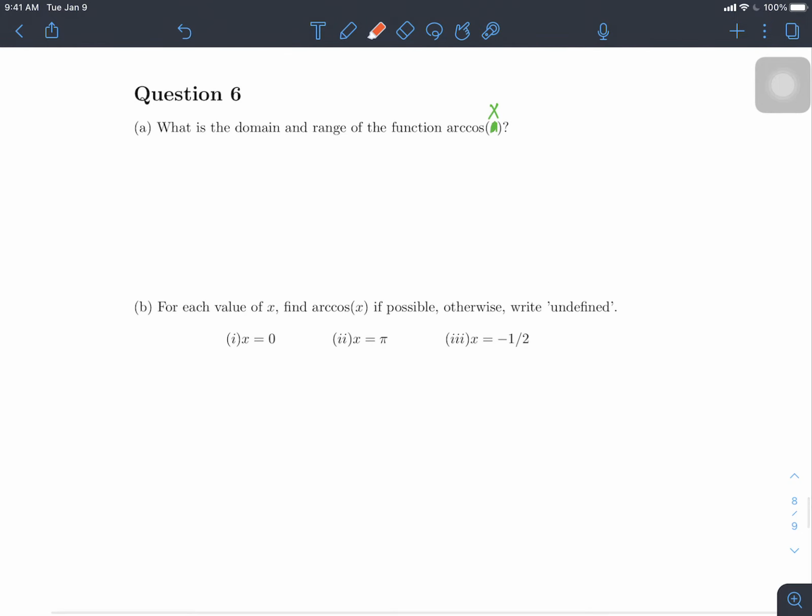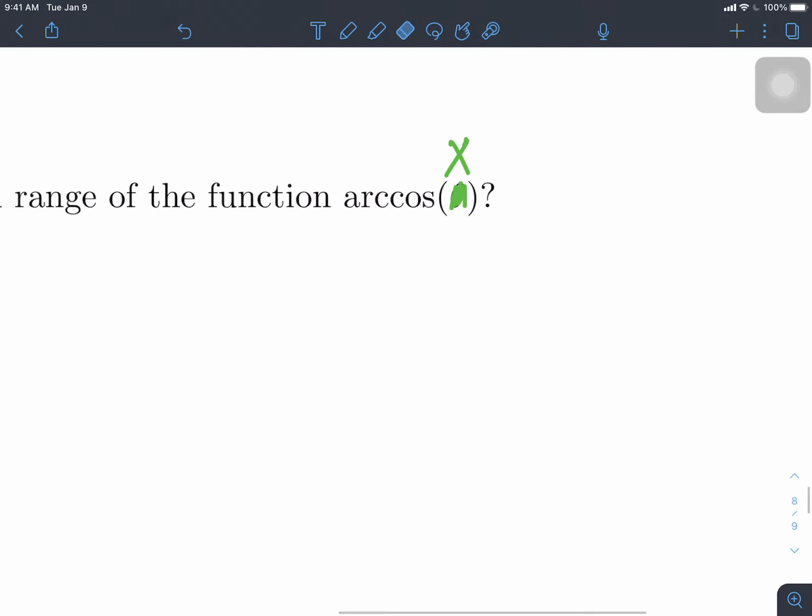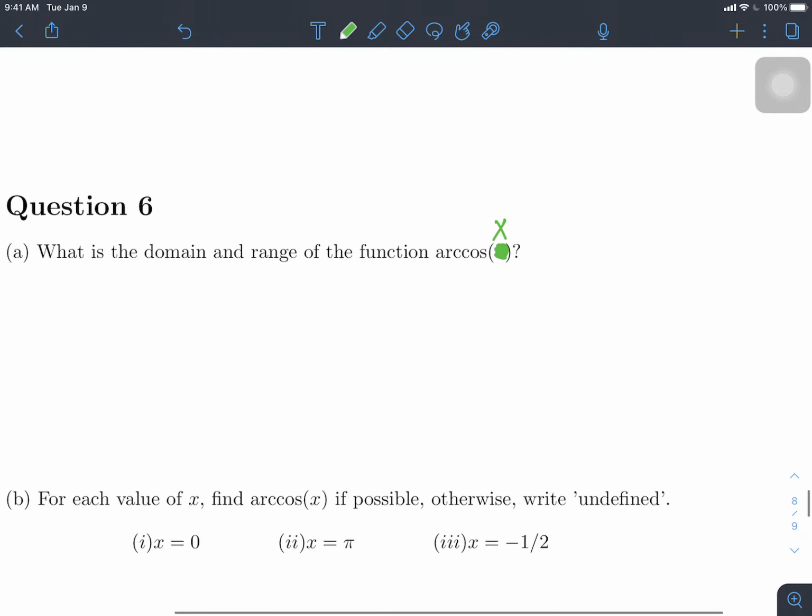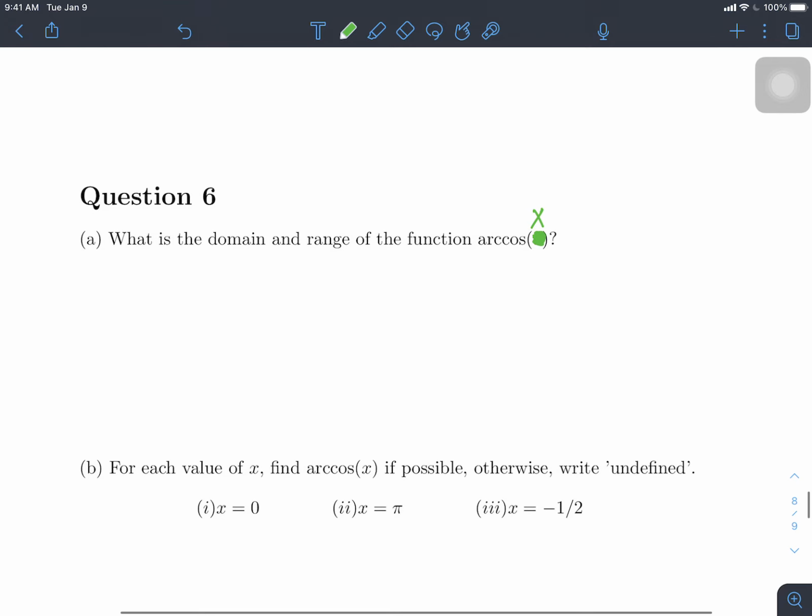Okay, question number 6 has to do with the arc cosine function, so an inverse trig function. And of course, on the actual thing, I put theta here instead of x. I should have put x and not theta because the input of this function is not an angle. It should be a value of a point.